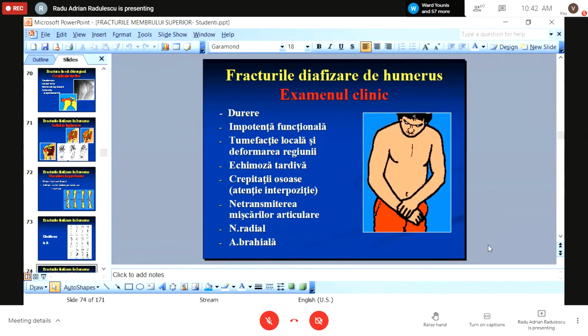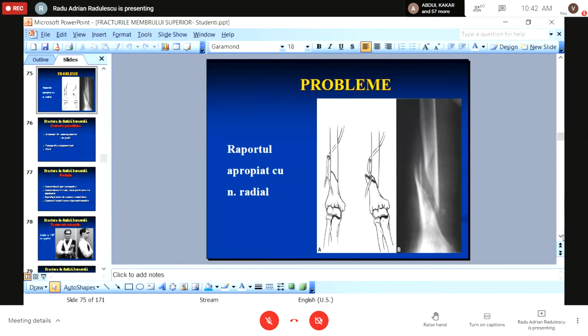And, which is very important, also we need to check the pulse at the level of the radial artery and we have to check the integrity of the radial nerve. That by checking the mobility of the hand and, like I said, the sensitivity at the level of the skin. The most frequent complication that may accompany a fracture of the humeral diaphysis is the palsy of the radial nerve.